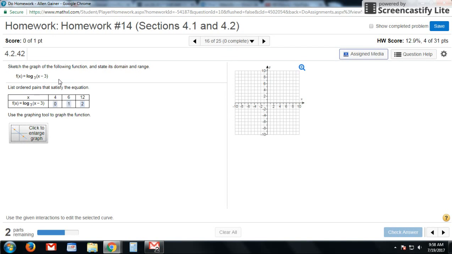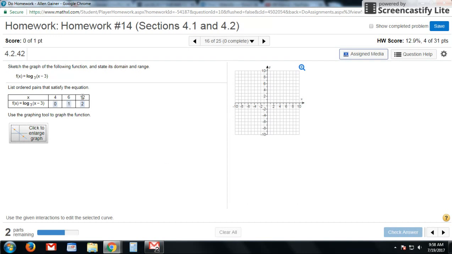Now again, you're given some x values to substitute in, and you want to try to figure out what the corresponding y's are going to be. But since this is a base 3 log, it doesn't work quite as nicely on your calculator as if it was a base 10 log or a natural log. We can get around this problem by using the change of base formula.